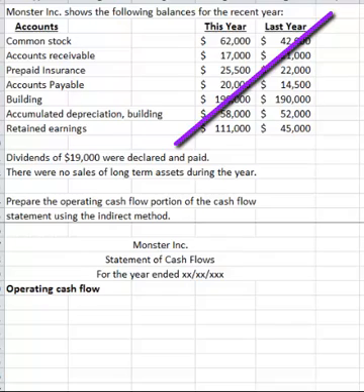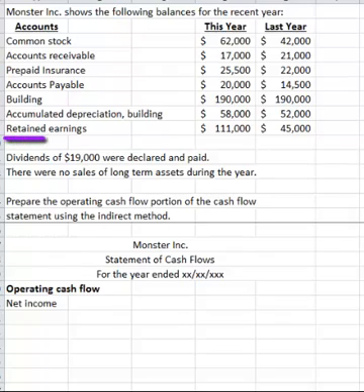So the first item is always net income, and they don't give us net income. We're going to have to figure out net income. So what account up here does net income change so that we can study the activity in that account and find net income? Retained earnings. So let's set up a T account for retained earnings and let's solve for net income.